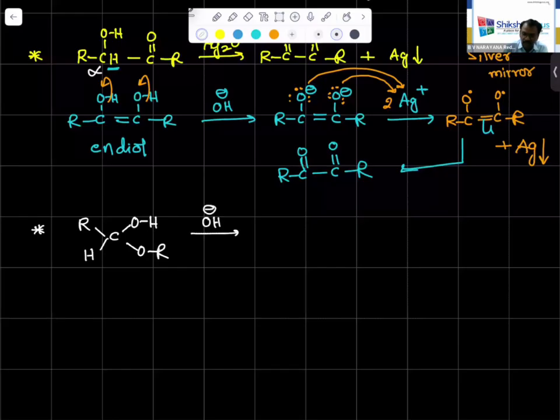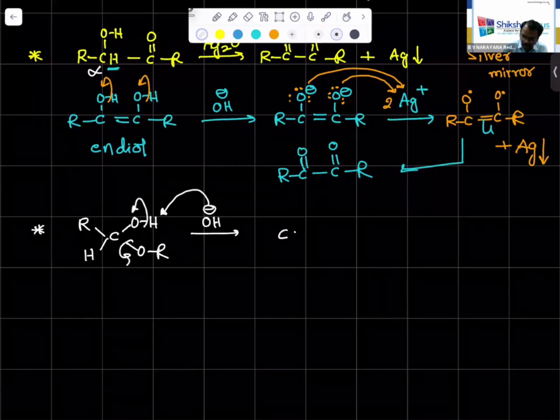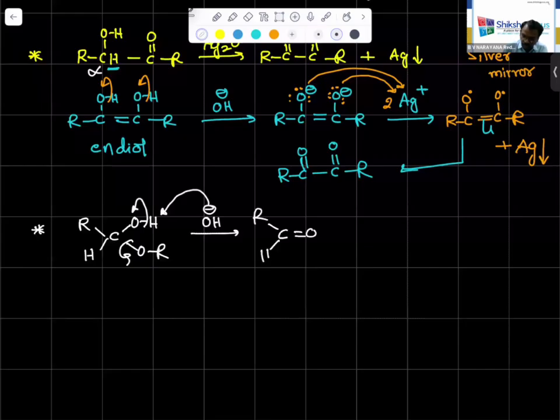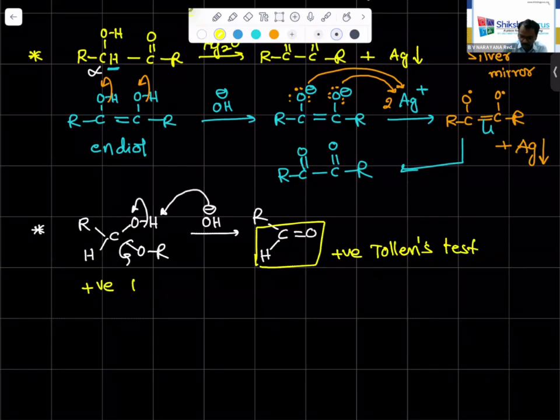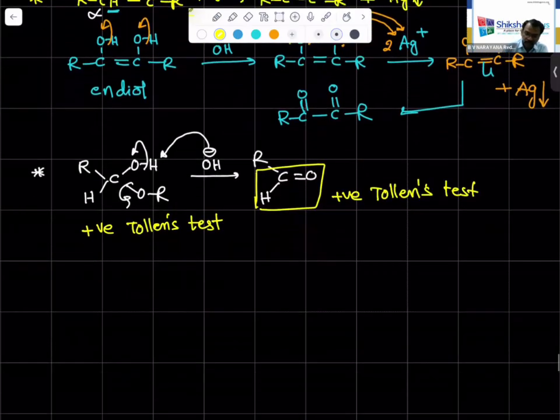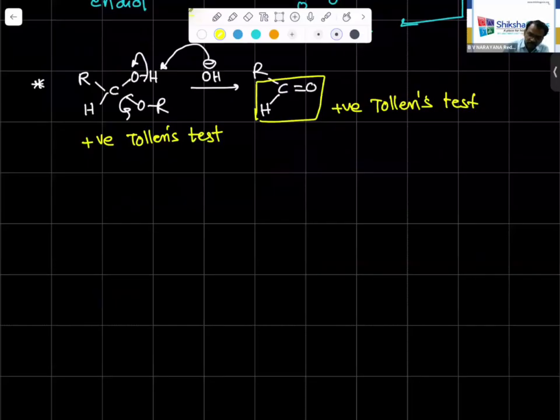We know Tollens reagent is a basic medium reagent. In presence of basic medium, hemiacetal undergoes dissociation. It will convert into C double bond O group. Means here we are getting aldehyde. Aldehyde is positive towards Tollens test. Therefore, given compound is also considered positive towards Tollens test. Matlab, it reduces Tollens reagent, means it produces silver mirror. Next one is called hemiacetal. Here carbon atom is connected to OH and OR.